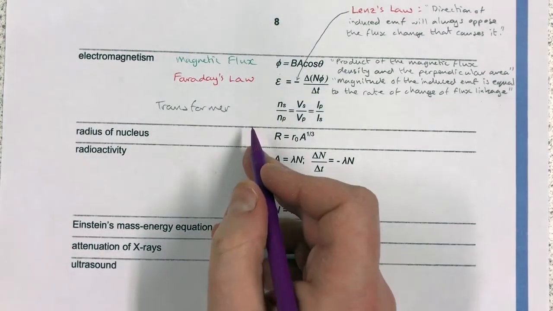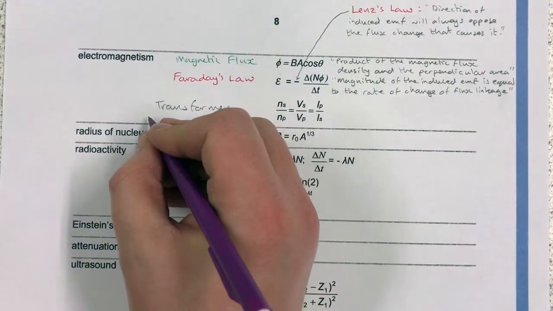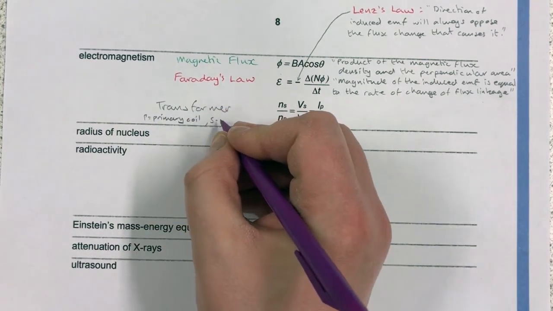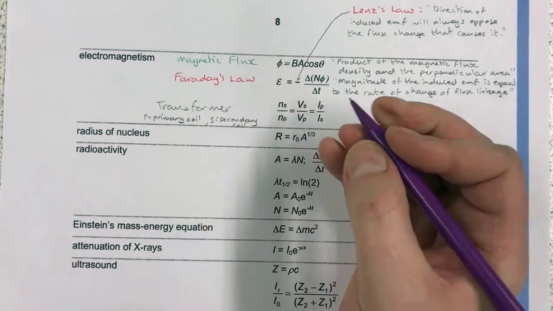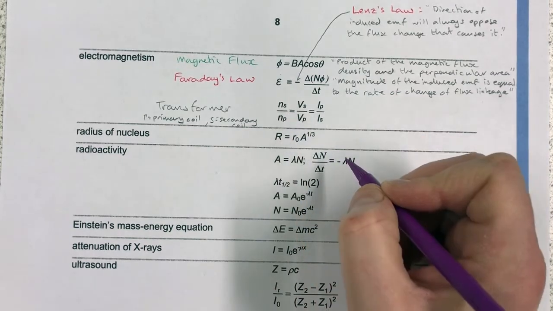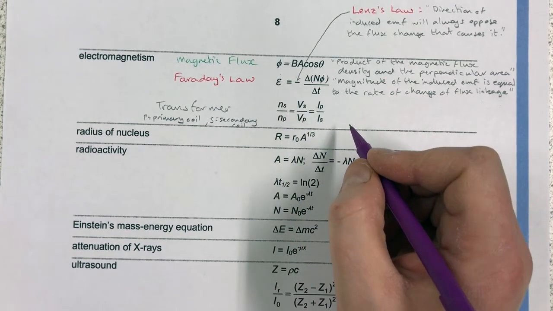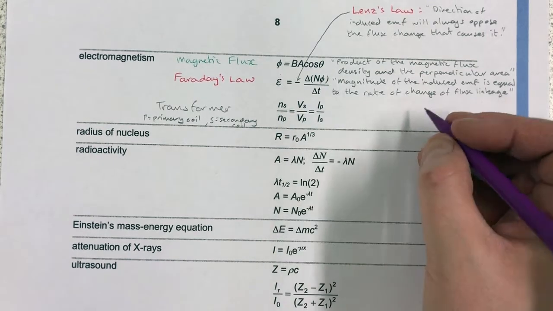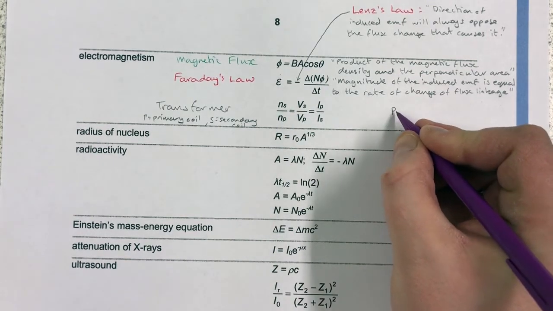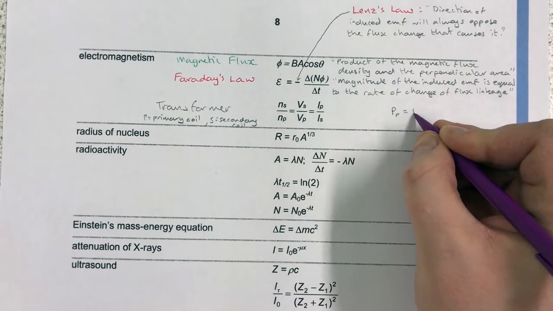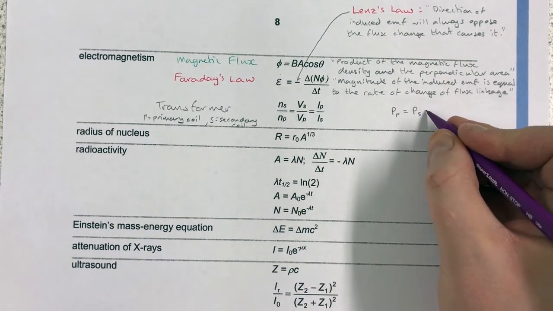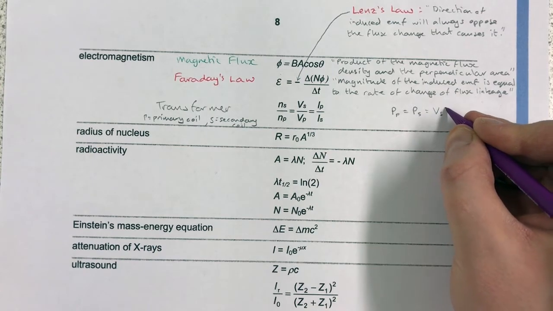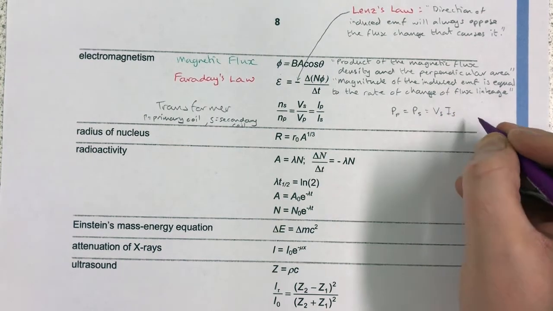Transformer section here. It might be worth making a little note that P stands for primary coil and S stands for secondary coil. And that the reason this relationship exists is because the power on the primary coil equals the power on the secondary coil. So if I was writing that, the power on the primary equals the power on the secondary, and the power on the secondary would be the voltage on the secondary times the current on the secondary, P equals IV.